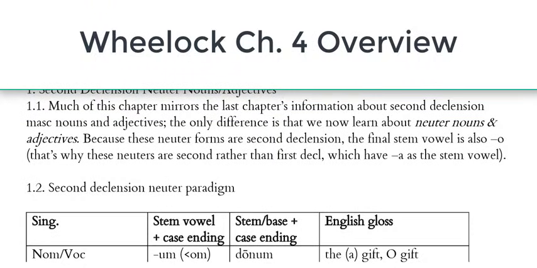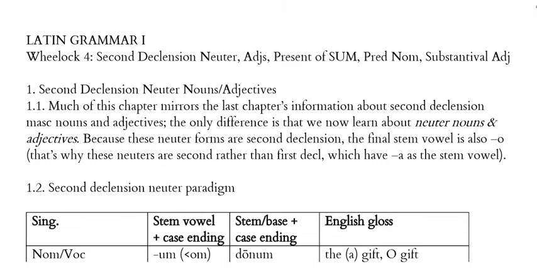So let's talk about Wheelock chapter 4. We're going to cover second declension neuter forms, adjectives, the present of sum, predicate nominatives, and substantival adjectives. So it's a full chapter here. So, second declension neuter nouns and adjectives.